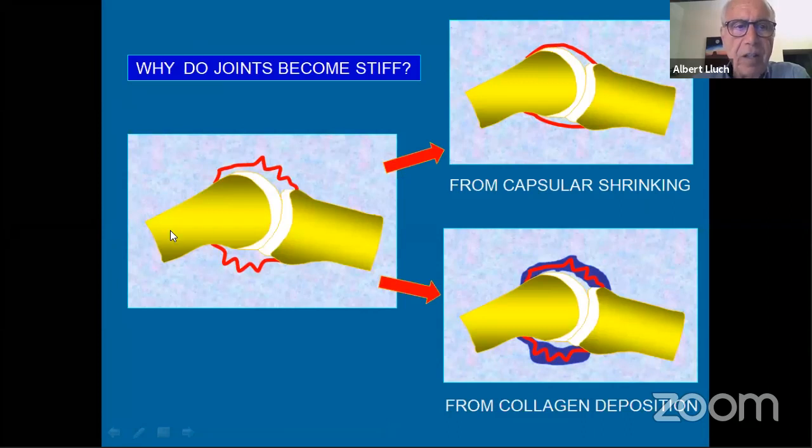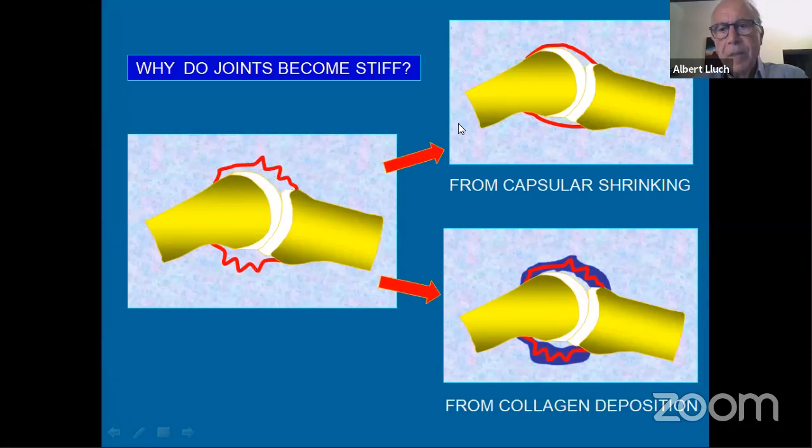But the next question is, why do joints become stiff? This is a joint, the bone, the cartilage, and another bone. This is the MP joint, and in red is the capsule. The joint is in a mid position between extension and flexion, and the capsule is redundant, dorsal and volar. So how can you get a stiff joint from capsular shrinkage? But this will take a long time.